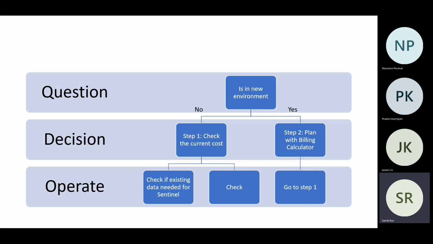In the decision tree, if we are starting something new, we are going to search for the billing calculator present for Azure Sentinel, and then get started from there. And then once we start and deploy Sentinel, maybe over time after the free period is over, we'll go to the cost calculator and keep checking the same metrics.